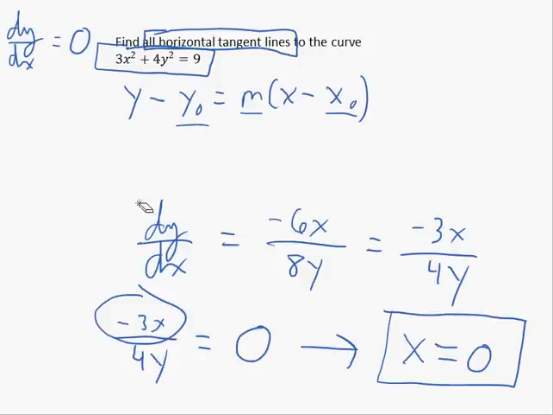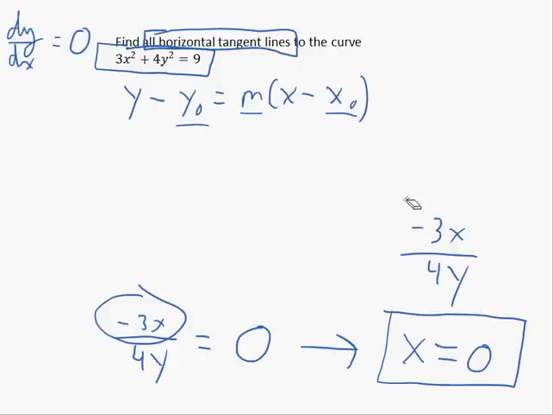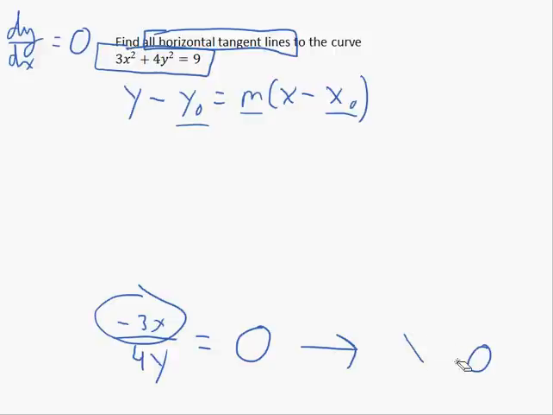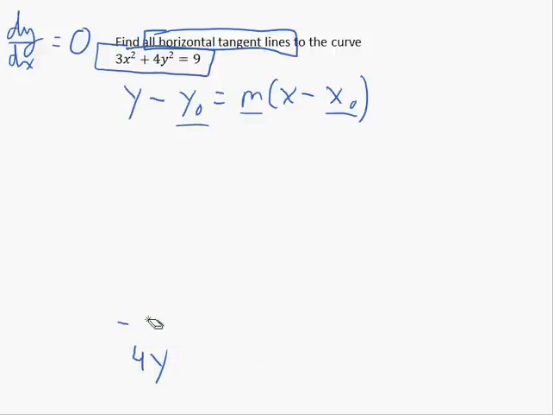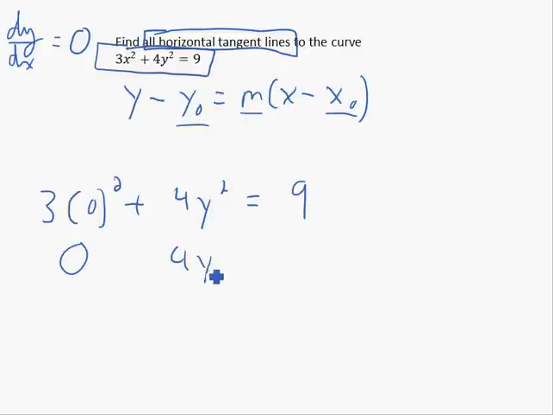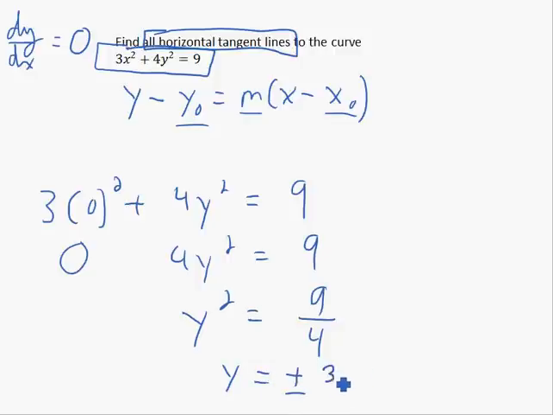So we got x equals 0 from the derivative, because that's where the derivative will be 0, and that's where the tangent lines will be horizontal. So that's where we got x equals 0 from. And to get my y value, I'm going to plug 0 into my original equation and find out what y is. Well, this is just 0, so we get 4y squared is 9, which means y squared is 9 over 4, which means y is plus or minus 3/2 when you take the square root.